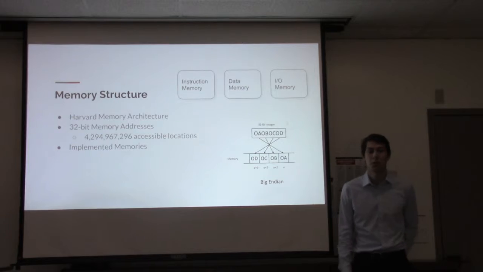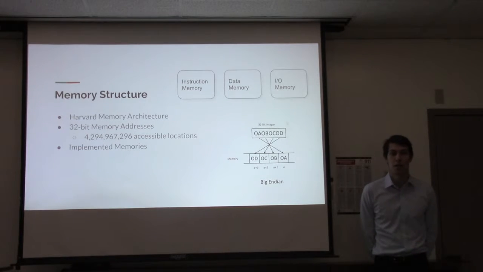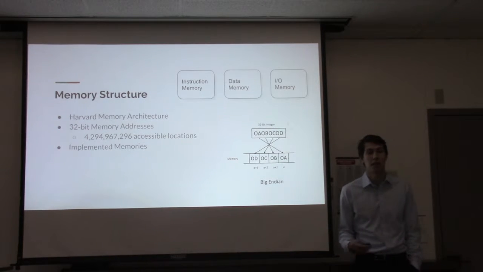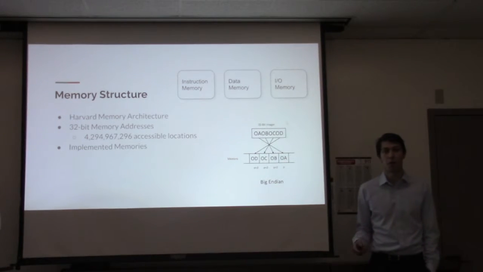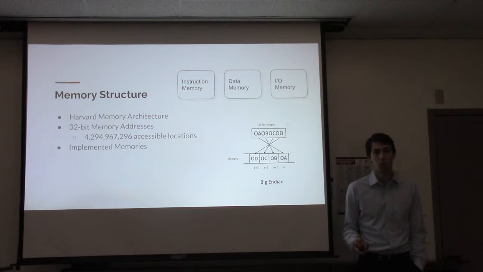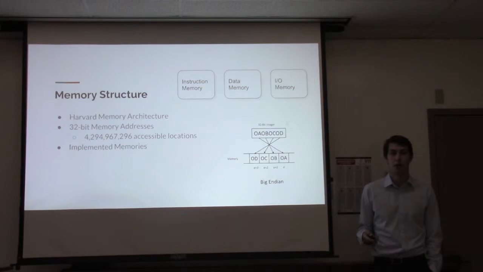The memory structure, we did a Harvard memory architecture, and so that allows parallelism and us to access different memories. We had 32-bit memory addresses, which allows us to have about 4 billion accessible locations. And then for our implemented memories, we did 4K by 8-bit, which essentially equates to 32 by 1K memory. And that's big endian format, so the most significant bit of data is stored at the least significant bit of memory address.